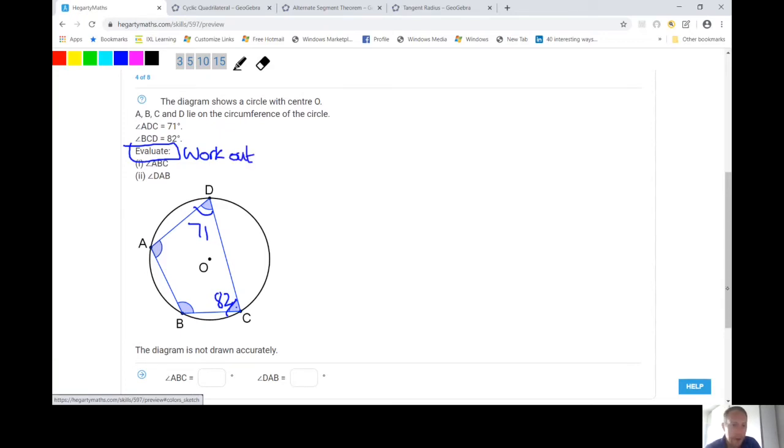So ABC, let's do this in a different colour. Right, so 71 is there. These two opposite angles in a cyclic quadrilateral add up to 180 degrees. So to get ABC, I need to do 180 take away 71. And you should know that is 109 degrees. So that means ABC is 109.